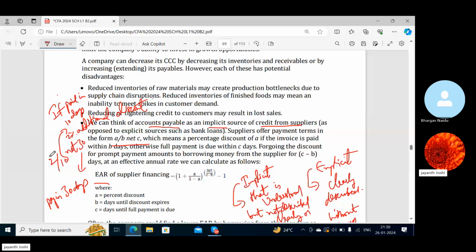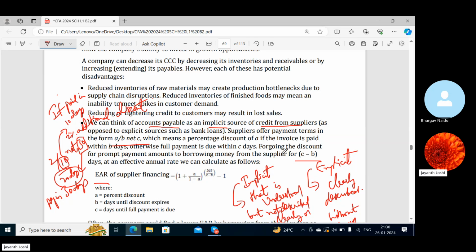So we will first find out the cost of not taking the discount. Foregoing the discount for prompt payment amounts to borrowing the money from the supplier for C minus B days. We will see what these all mean with the help of an example. If you are not taking the discount and not making the payment, that means you're borrowing the money from the supplier for C minus B days. So here C is 30 and B is 10. So 20 days.